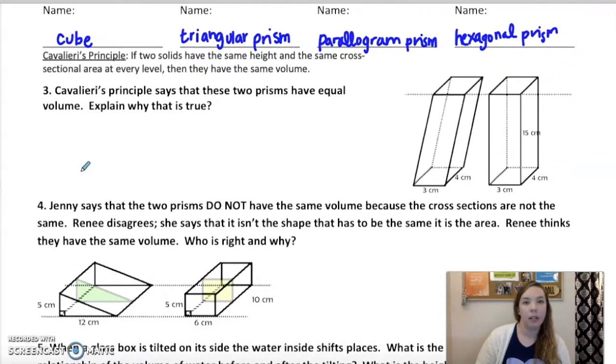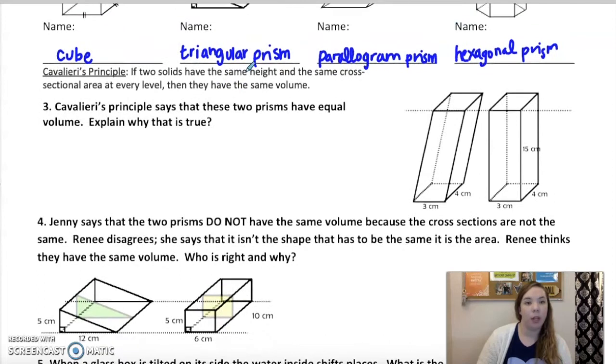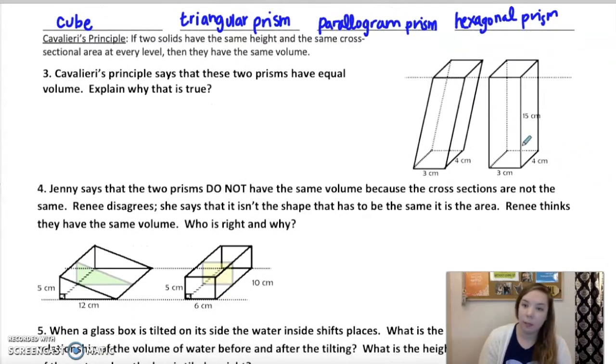Cavalieri's principle says here, if two solids have the same height and same cross-sectional area at every level, then they'll have the same volume. So we're going to talk about what that means. So here my cross-section, or just one slice, if you will, is 3 by 4 all the way up, and then I'm going to have a stack of 15. Here my cross-section is also a 3 by 4.